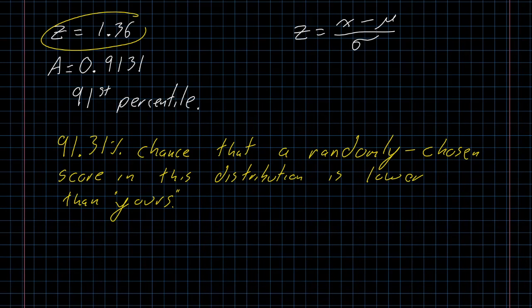So there are two things that we can talk about. We can talk about a z-score as a tool for finding a percentile rank. We can talk about a z-score as a tool for finding a probability. Once we're talking probability, we can get to be a little bit more interesting.